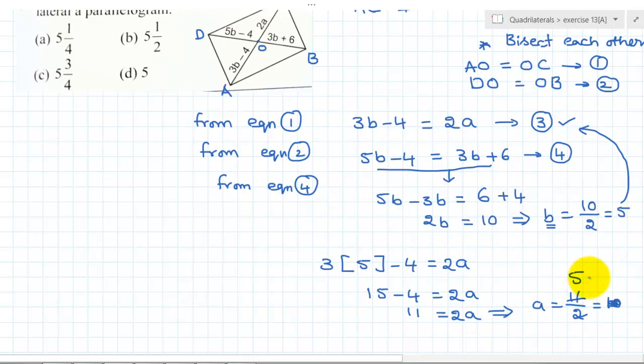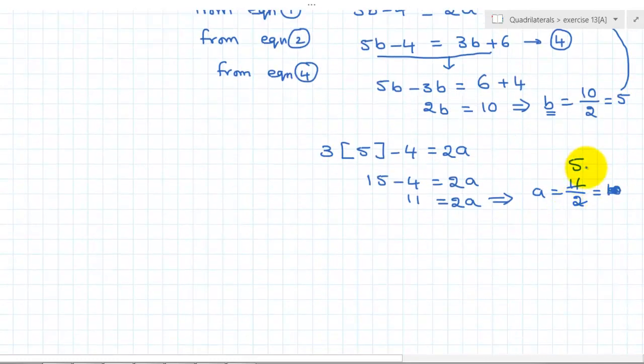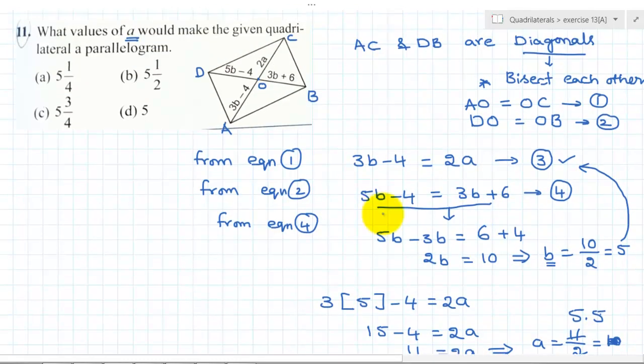and the remaining 1, so that is equal to 1 by 2. Or we can write it as 5.5, or we can write it as 11 divided by 2. 5 2s are 10, remaining 1. So we can write it as 5 1 by 2. It is either 5.5 or 5 1 by 2. So if you look at the answers, we have 5 and half. So this is the answer. So if a is equal to 5 and half, then the given quadrilateral ABCD will become a parallelogram. So that is how we have to solve the problem.